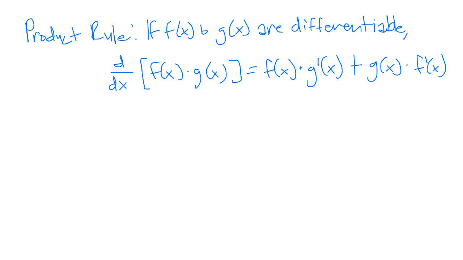So now that we have this stated, let's go ahead and try to work a little bit with this. If we also want to put this purely in prime format, we could rewrite this as (fg)' equals fg' plus gf', just to make that a little bit cleaner to read. So now let's go ahead and try to work a couple of examples.